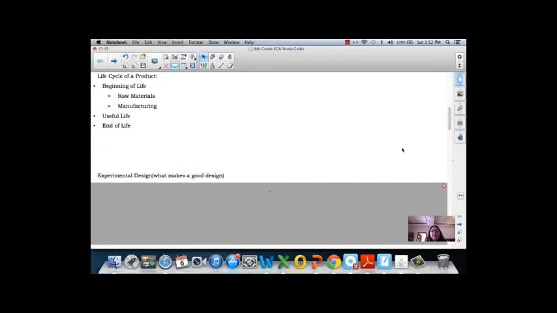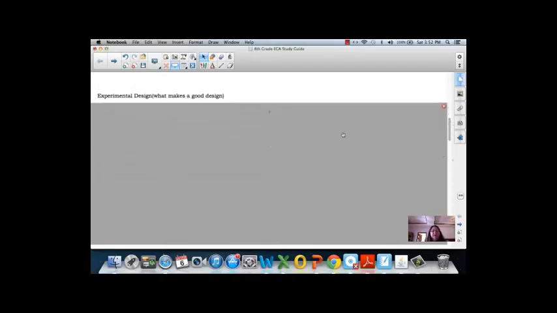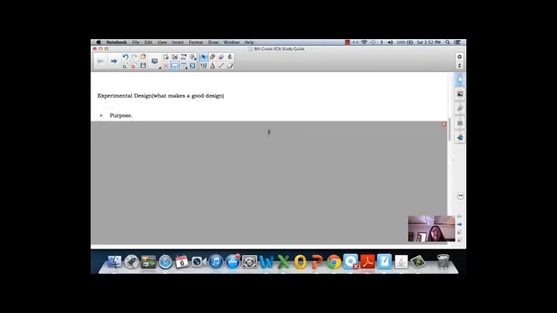Okay, experimental design. Now you will be required to create a lab setup, just like we've done lab write-ups. Not just list what makes a good design, but also write the lab up. So you'd be given a scenario. The first thing would be the purpose. So you're going to look at the scenario. What is it that they're asking you to set up?